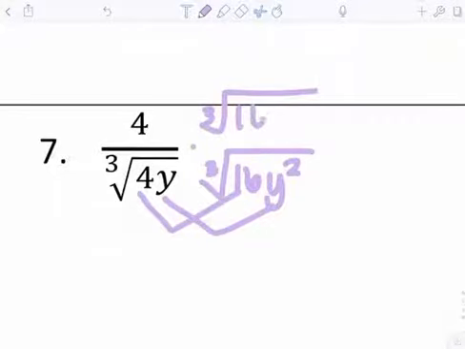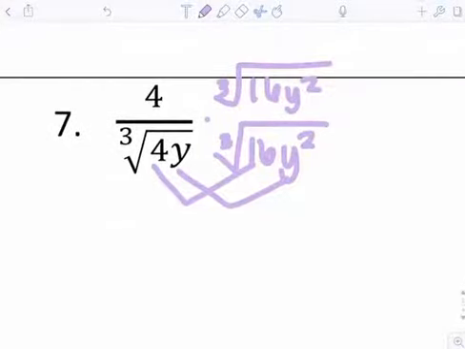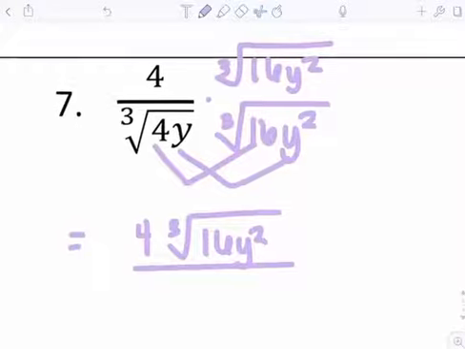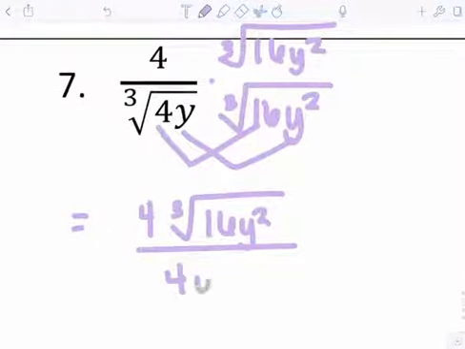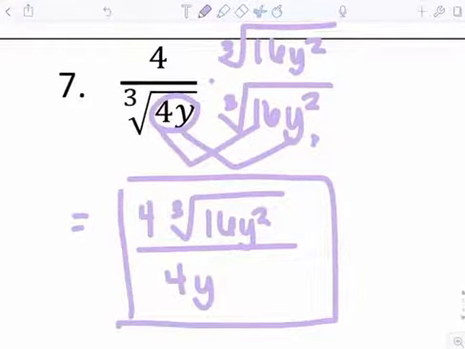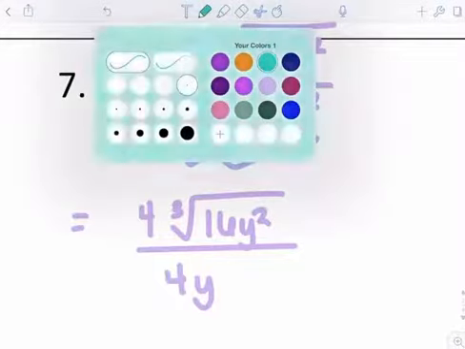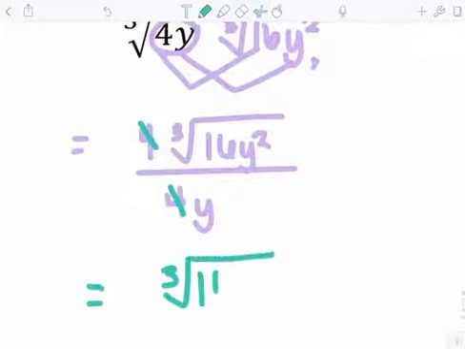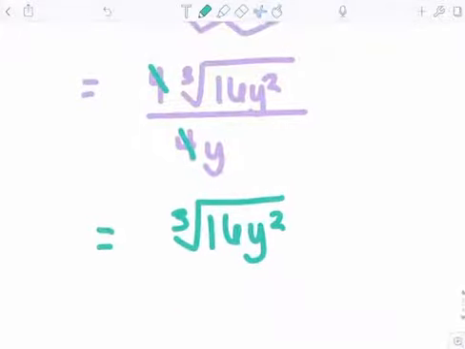Okay, so we're going to multiply the numerator and denominator by that radical. So I get 4 cubed root of 16y squared over 4y. Okay, so if you multiply by the right thing over here, you'll just be left with whatever's inside of your radical. And sorry, we are not done because we can simplify these 4's. So the 4's are going to cancel out, leaving me with the cubed root of 16y squared.